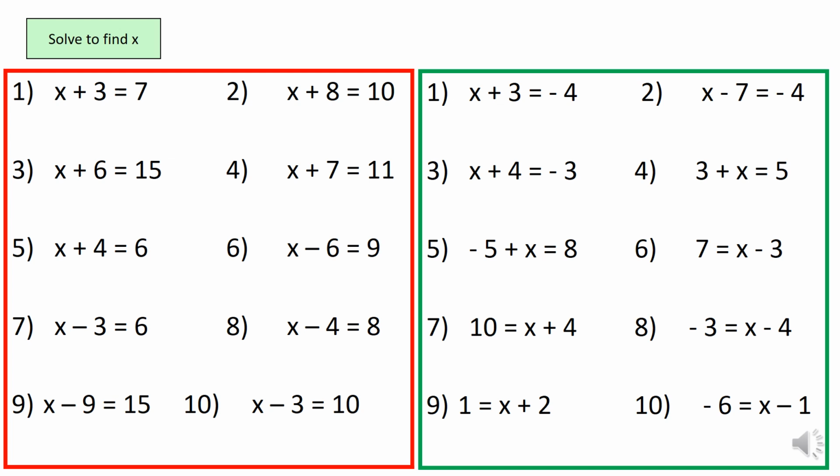Okay, so we should have answered at least 10 questions, 5 from each. And I'm going to give you the answers here. So just check that they are correct.